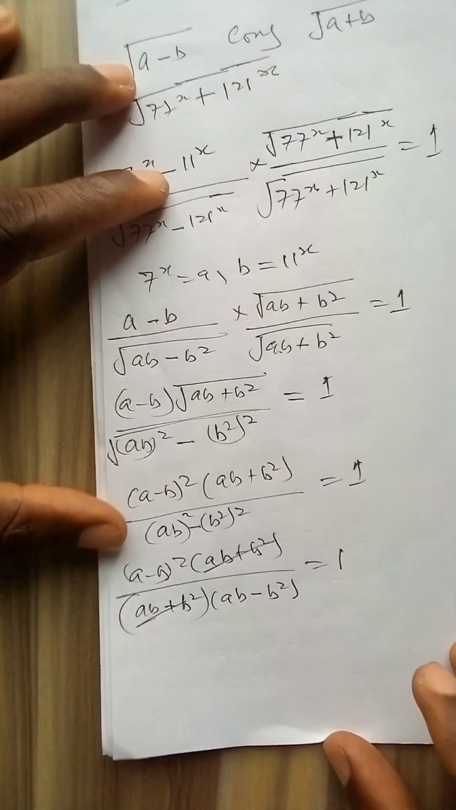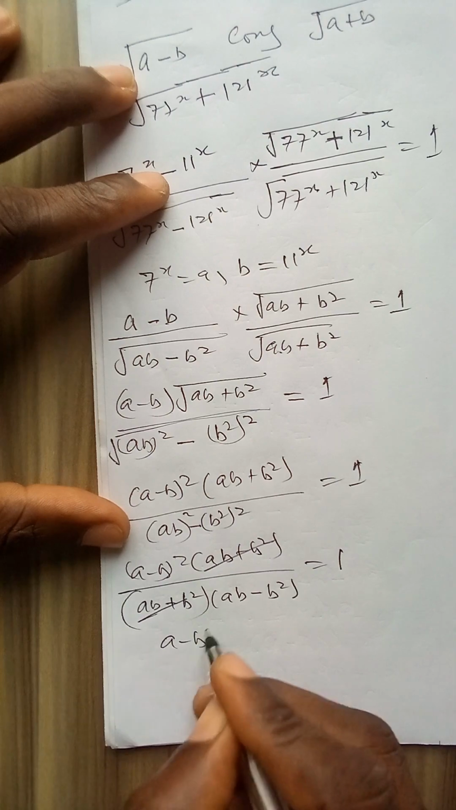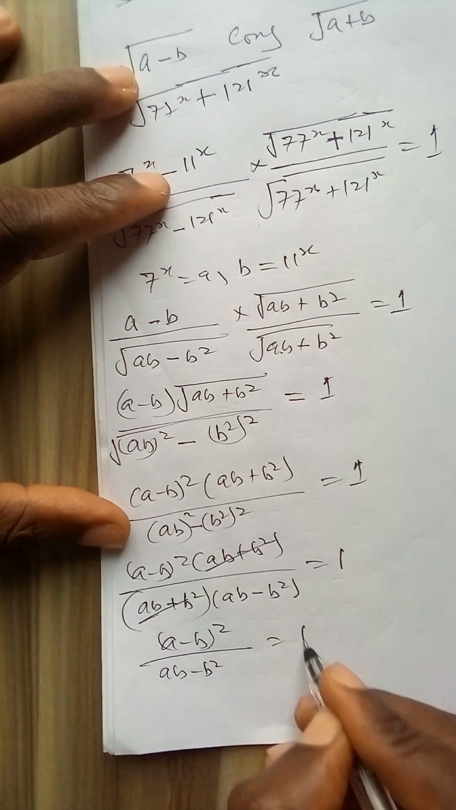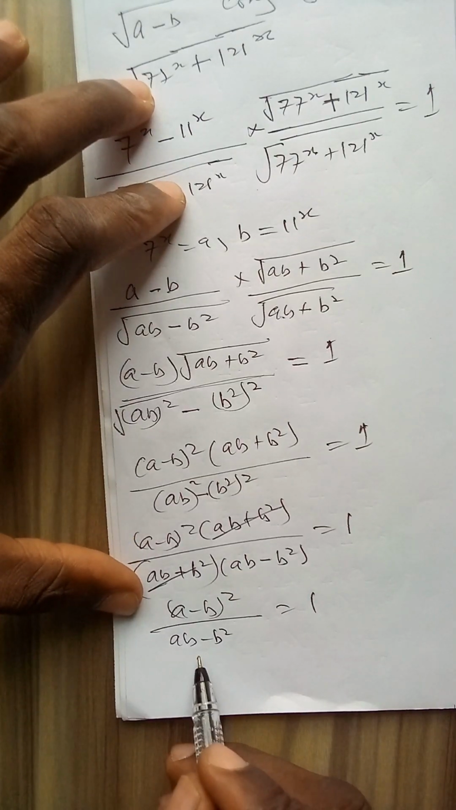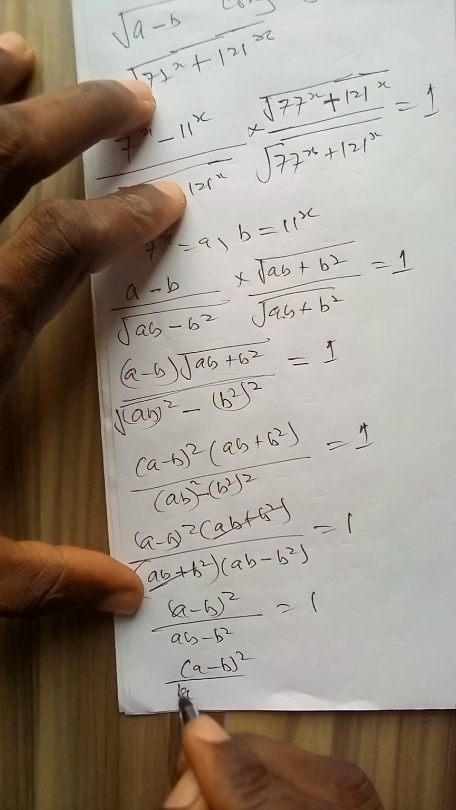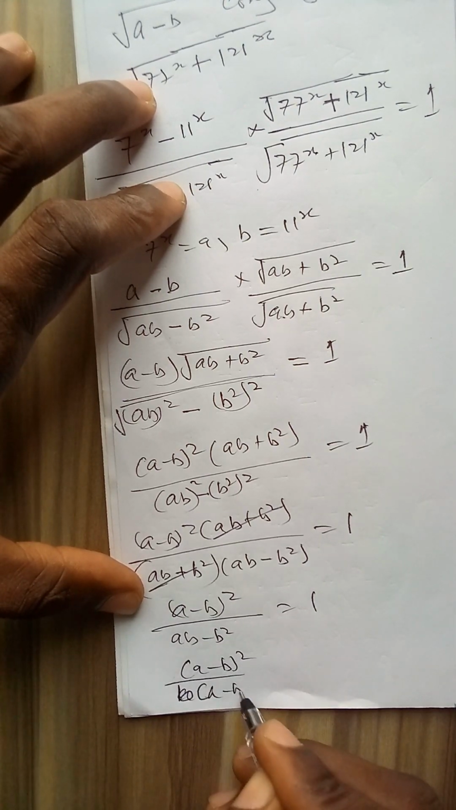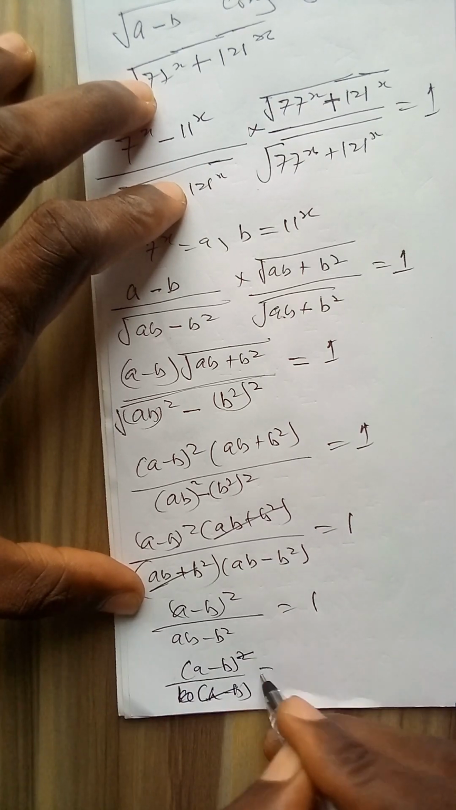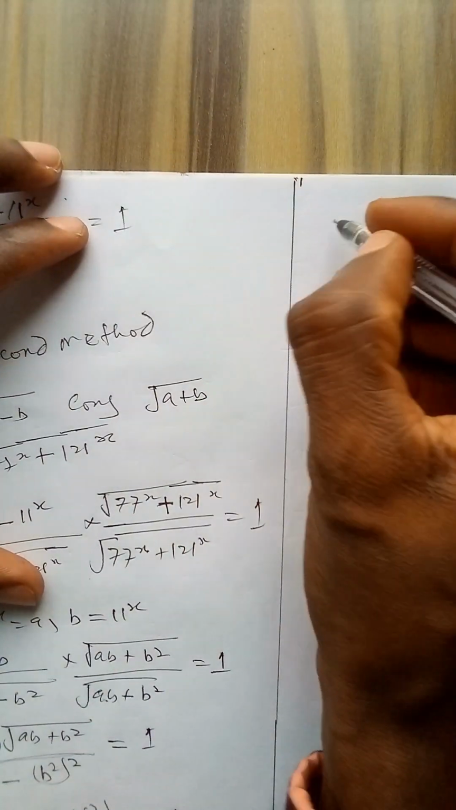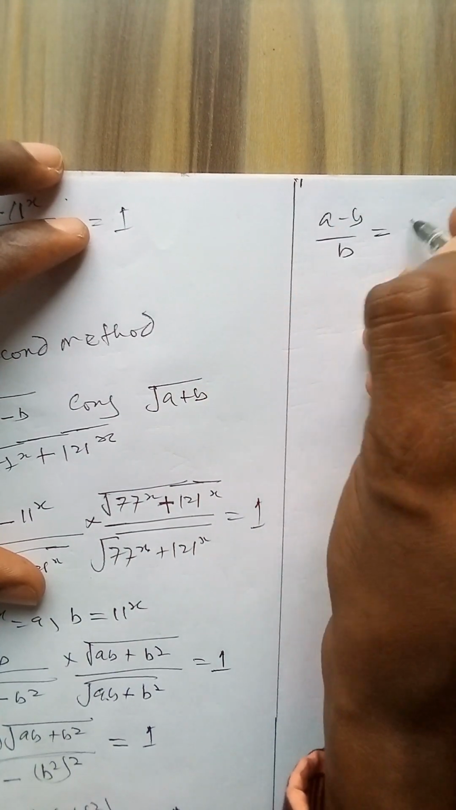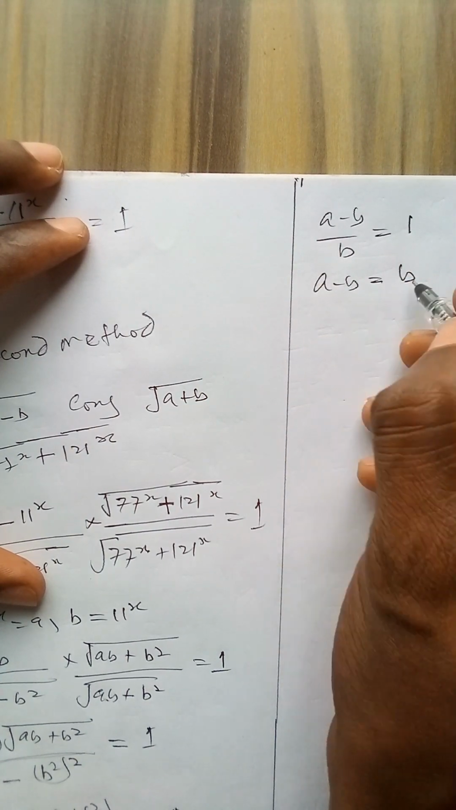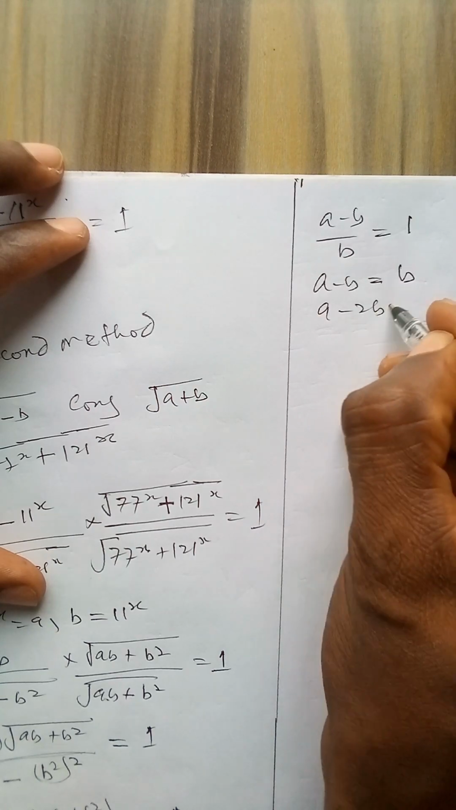This and this will cancel out, remaining a minus b all squared all over ab minus b squared is equal to 1. B is common in the denominator, so if we bring it out, a minus b squared over b times a minus b, where this will cancel one of these, is equal to 1. So we now see we have simplified issues. So I have a minus b over b is equal to 1, and so a minus b is b. Bring this one here, I have a minus 2b is equal to 0.